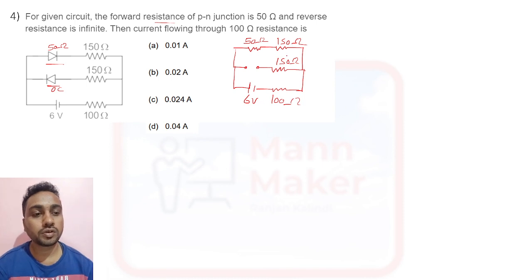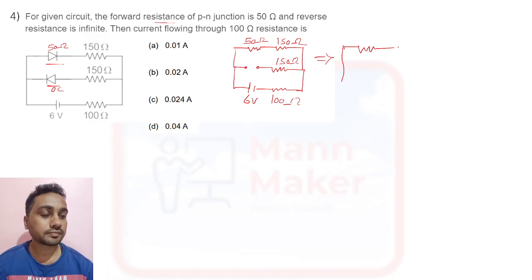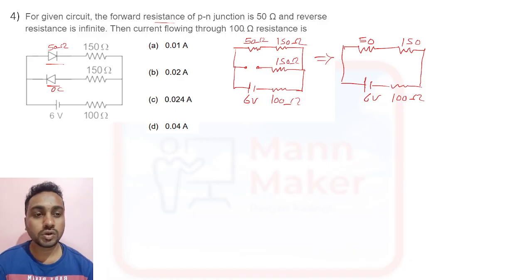Okay, so now we can redraw this circuit again like this. This is an open circuit, so current will not flow here. This is an open circuit, so this one is not required, because current will not flow here. So we can remove that one. This is 100 ohm. This is 6 volt. This is 50 ohm, and this is 150 ohm. Okay. So now we have to find the current flowing through the 100 ohm resistance.